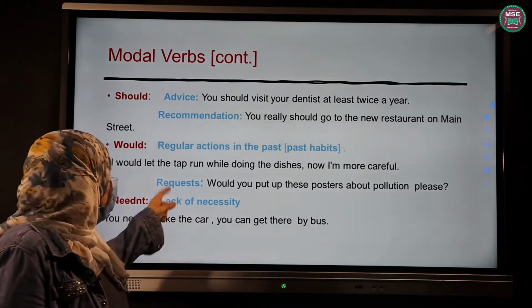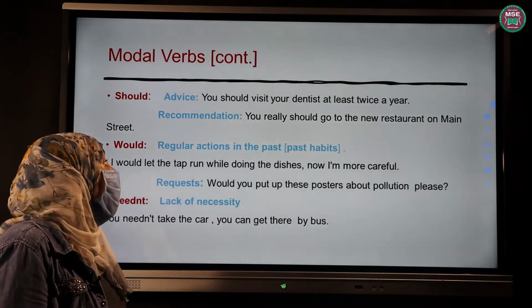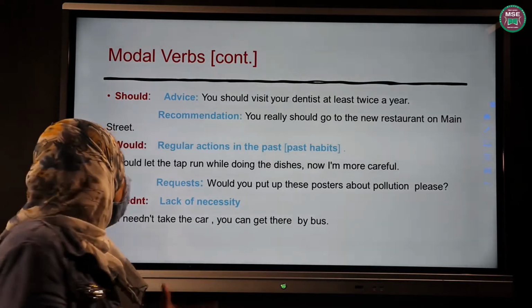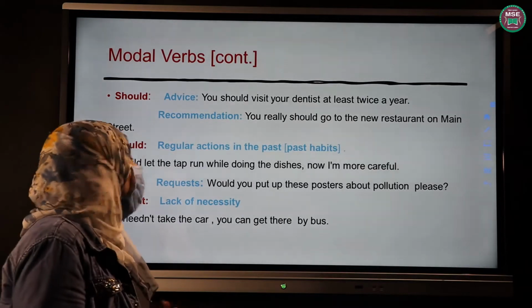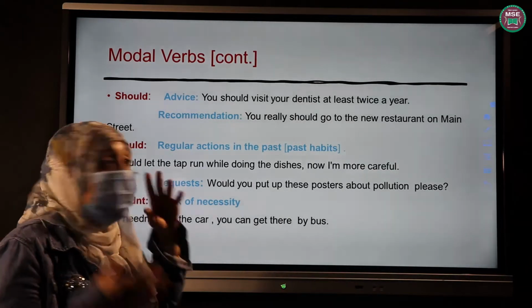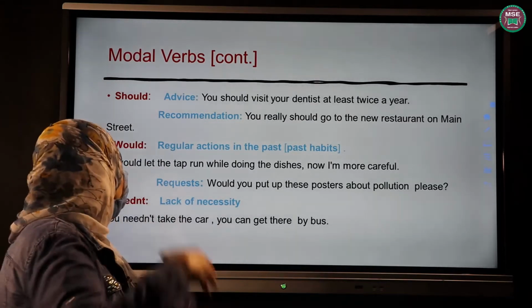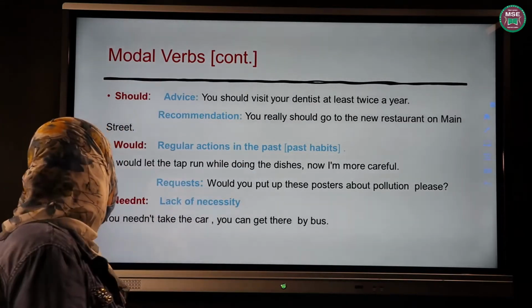I can use would for requests. Would you put up these posters about pollution, please? I'm asking you for a request. And I ask you to take these posters about pollution to help me in putting them up.